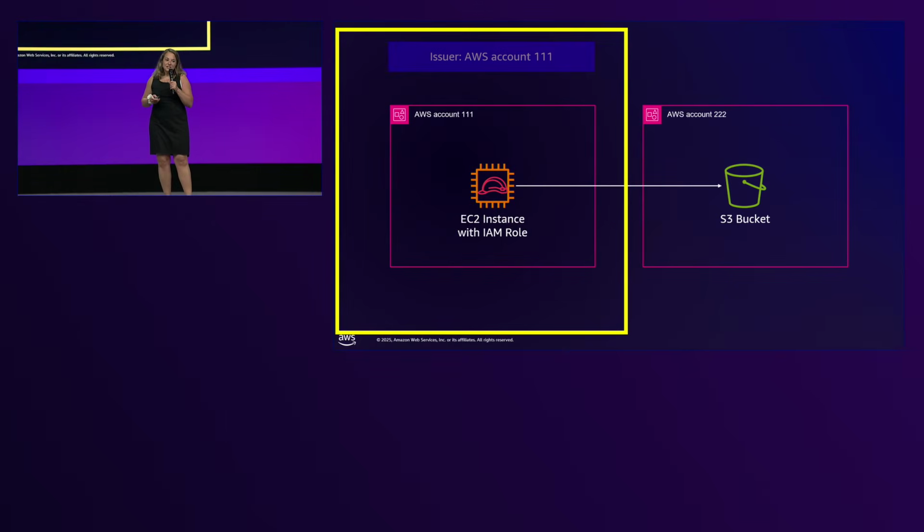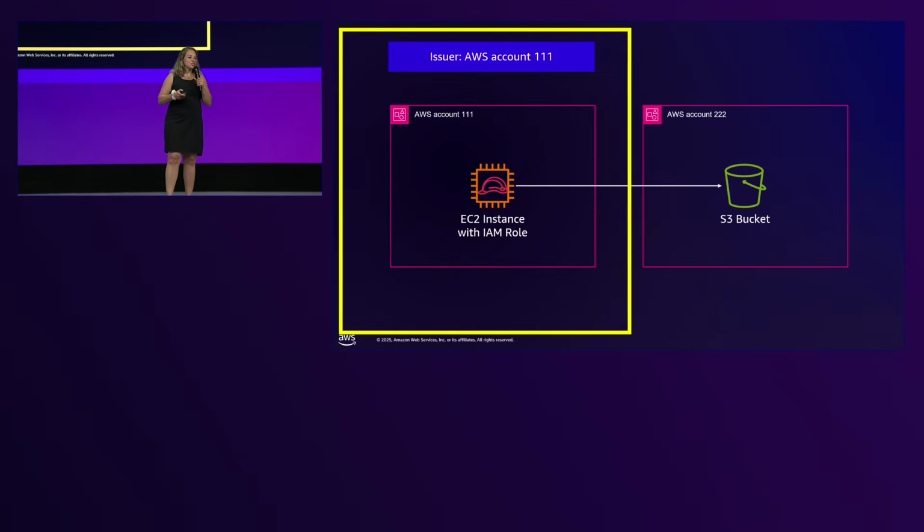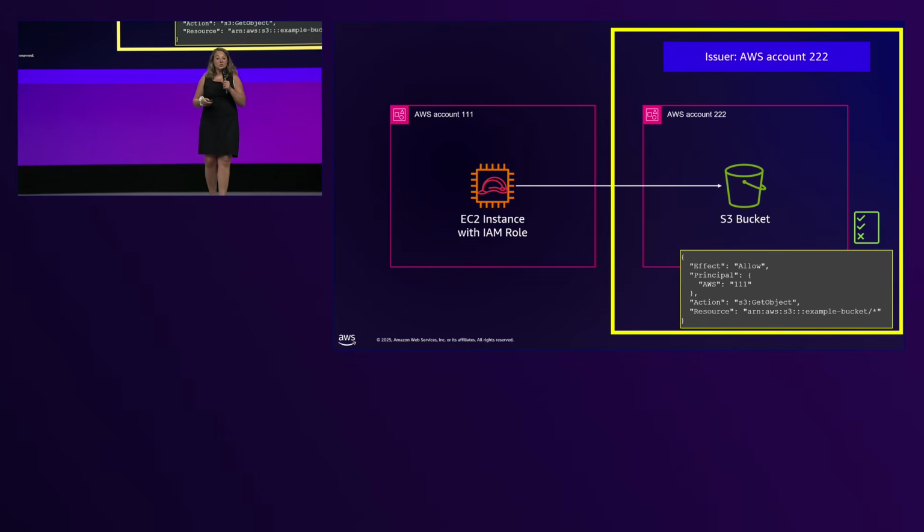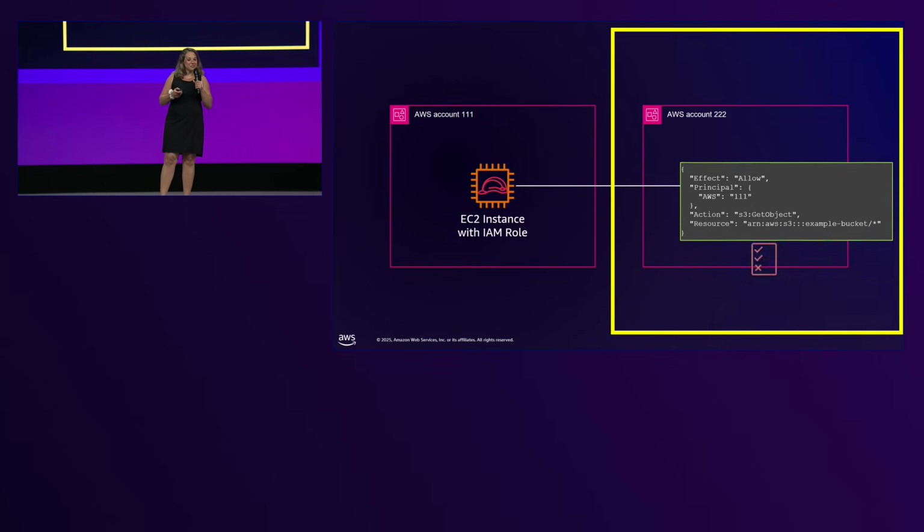But we're not done, right? We actually need to go on to account 2, because there's 2 issuers here. In account 2, it's a very similar story. Account 2 owns the bucket and therefore has issued this bucket policy. But again, let's make this more interesting.